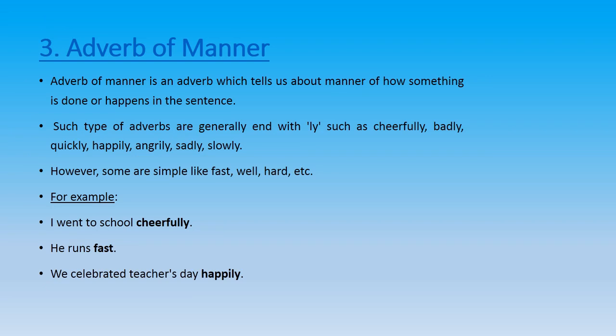Adverb of manner. Adverb of manner is an adverb which tells us about the manner of how something is done or happens in the sentence. Such types of adverbs generally end with ly, such as cheerfully, badly, quickly, happily, angrily, sadly, and slowly. However, some are simple like fast, well, and hard. How can we use adverb of manner in a sentence? Let's see with examples. I went to school cheerfully. He runs fast. We celebrated Teachers' Day happily.